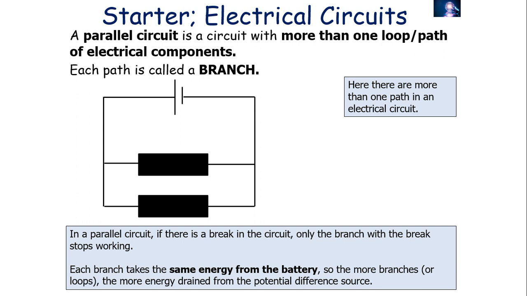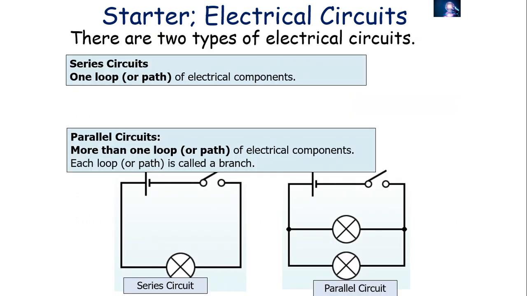In a parallel circuit, if there's a break in the circuit, only the branch with the break in will stop working, and each branch takes the same amount of energy from the battery. So more branches, or more loops or more paths, means more energy is drained from our source of potential difference. Just to clarify, a series circuit is a circuit with one loop or one path of electrical components, whilst parallel circuits have more than one loop or more than one path. Each loop or path we call a branch.